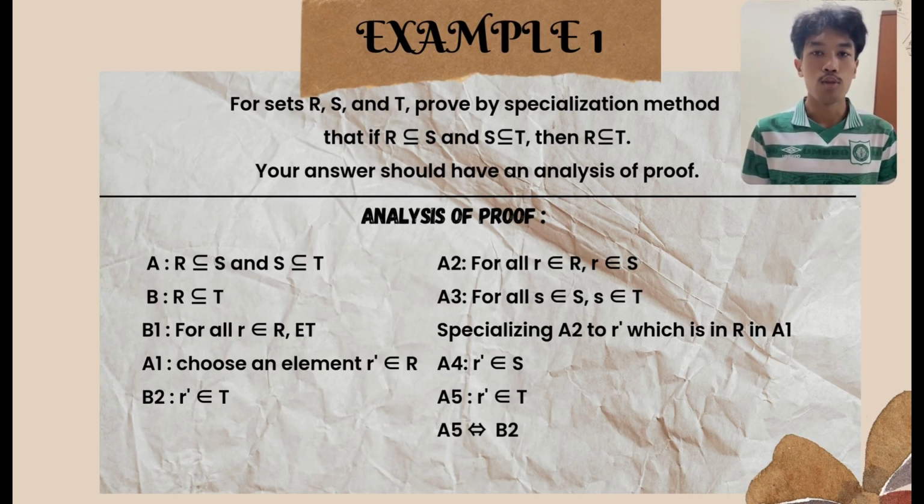Specializing A2 to r prime, which is in R from A1, for A4, r prime is in set S. Using A3 and the fact that r prime is in set S, A5, r prime is an element of T. So A5 is equivalent to B2. This shows exactly what we want in B2, that the chosen element r prime is in T.